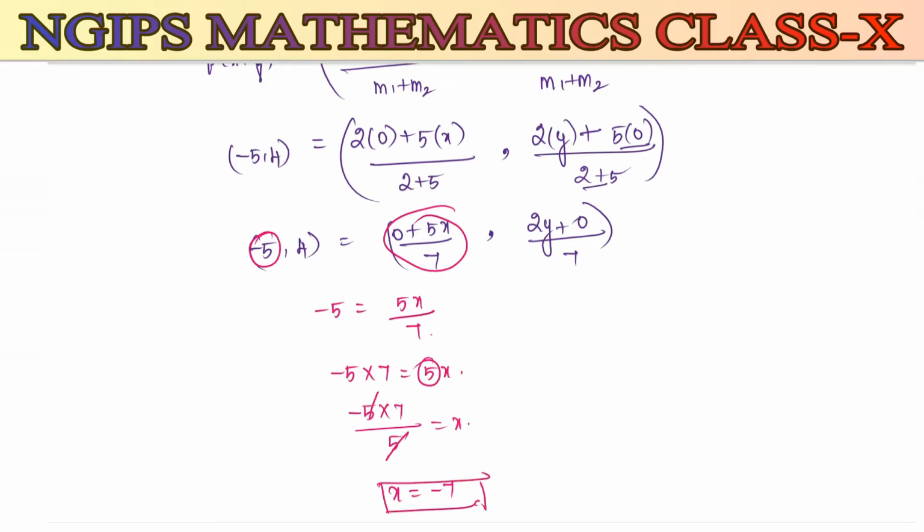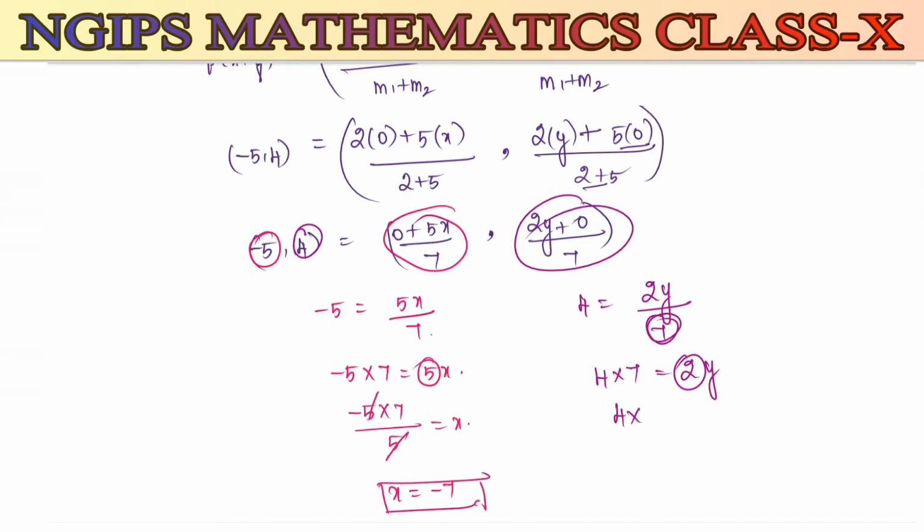Next we'll come to equating the y coordinates. So y coordinates we have here 4 and 2y by 7. So 4 is equal to 2y divided by 7. When you do this cross multiplication, you will get 4 into 7 is equal to 2y. So this multiplication, opposite side it will come division. So 4 into 7 divided by 2 is equal to y. So 1 2 is 2, 2 2s are 4. So y is equal to 7 2s are 14 we got.